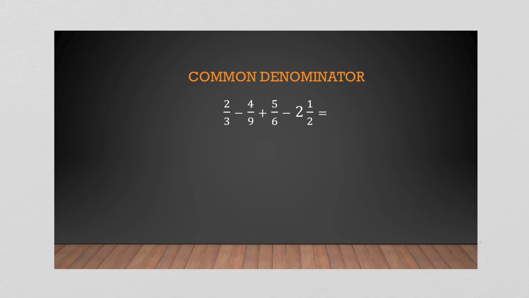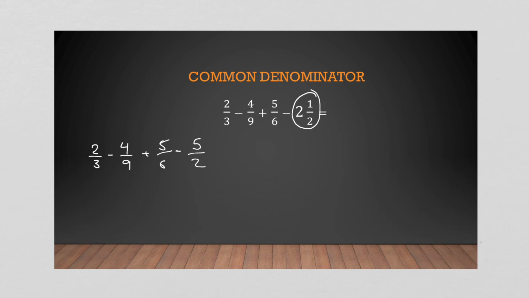So we have multiple fractions here, which is totally fine. You can do this all at once, or you can do it piece by piece. Let's do this all at once. So my first thing I'm going to do is convert that. So 2 times 2 is 4, plus 1 is 5. So I have 2 over 3 minus 4 over 9 plus 5 over 6 minus 5 over 2.